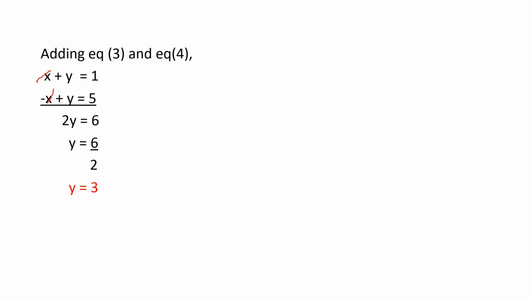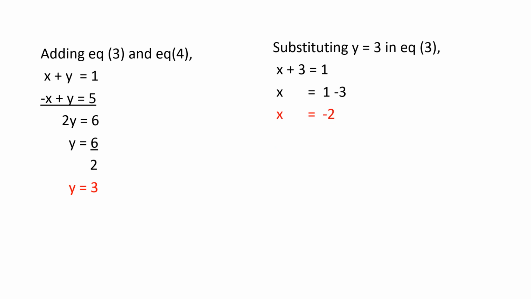Once I get the value of y, I'll be substituting it in any equation of my choice. Now x plus y is equal to 1. See, this is equation 3. So x plus y is equal to 1. Instead of y, what have I done? I've put 3 there. So now after doing that, what do we get? x plus 3 is equal to 1. Now this 3 will go on the other side, it will become minus 3, and 1 minus 3 will result in minus 2. So we've got both the answers, the values of x and y.